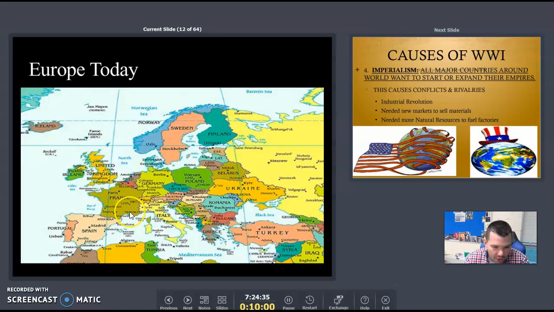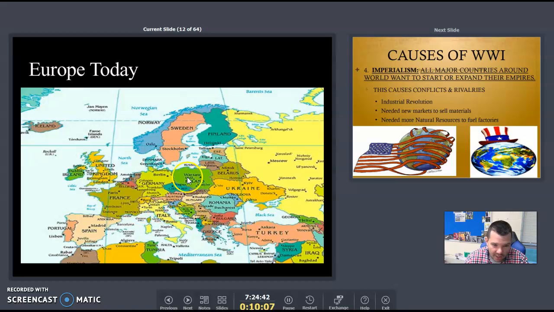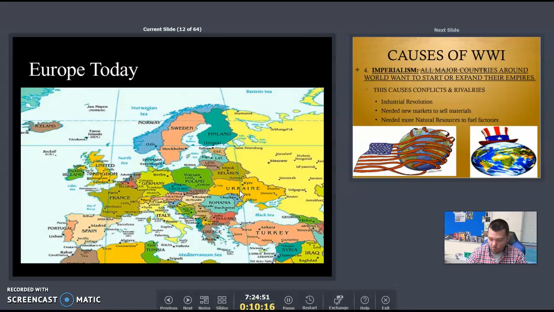Again, you just kind of see this. Here's Europe, before and after. Here's Europe back then, and then there's Europe today. See, Poland's created. Lithuania, Latvia, and Estonia are going to be created after the war. Ukraine did not exist. So you see that the map's going to change after the war.